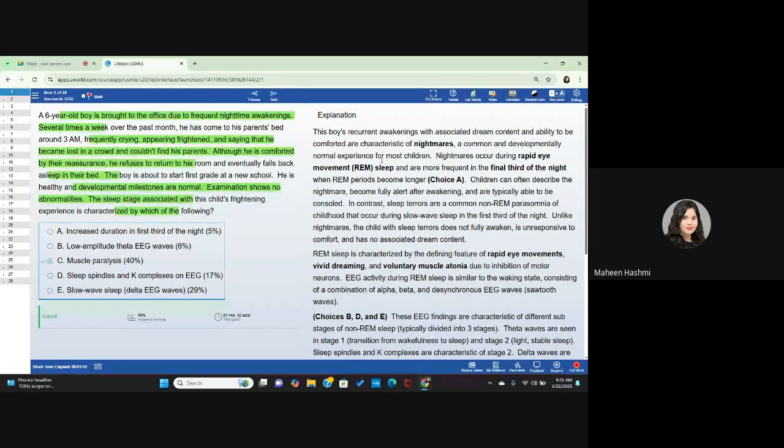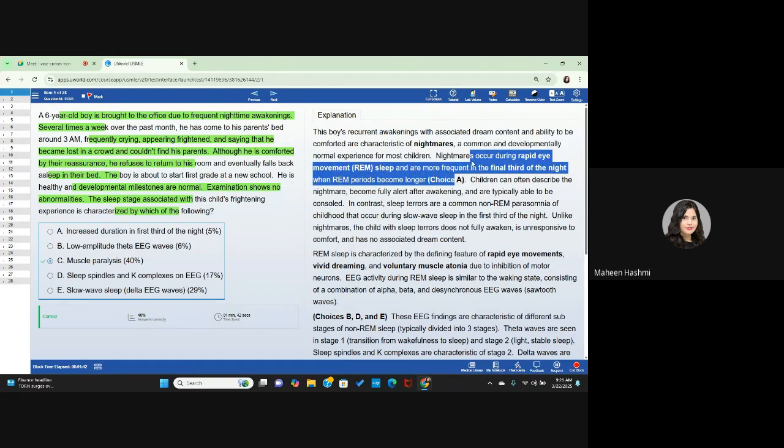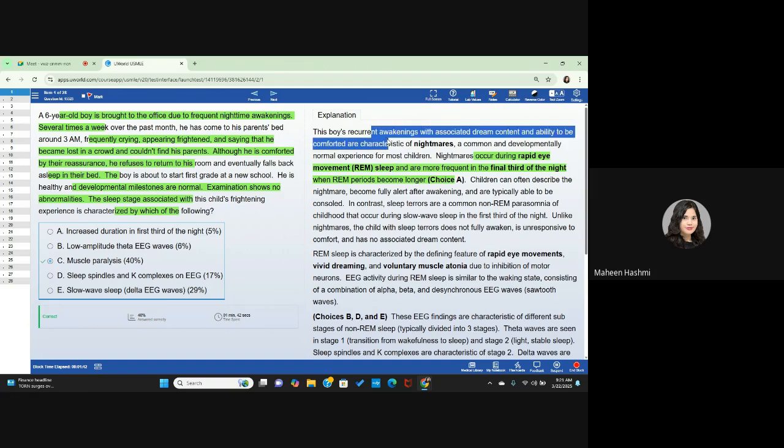So we know that REM sleep, rapid eye movement sleep, occurs more frequently in the final third of the night when the REM period becomes longer. Again, why do we know that it's REM? Because the boy's recurrent awakenings were associated with dream content and ability to be comforted are characterized by nightmares. Again, nightmares are very frequently found in REM sleep.